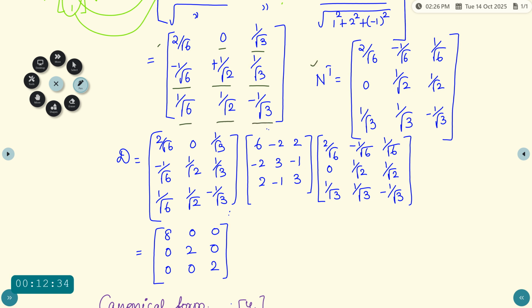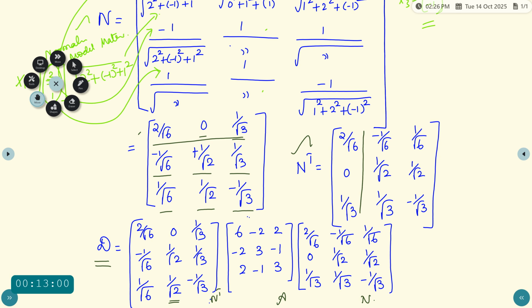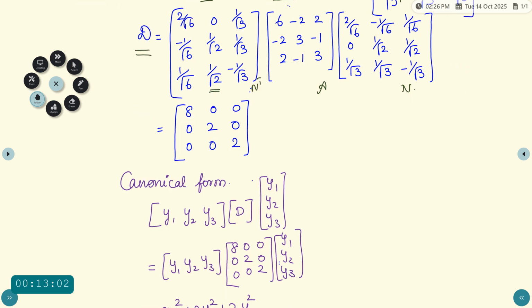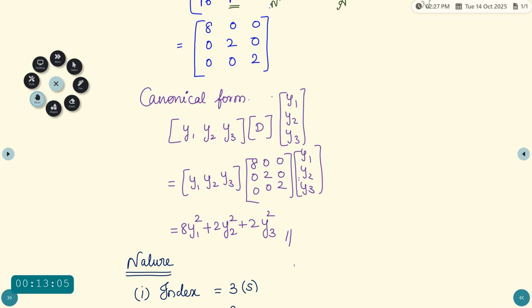Next I am going to find the N transpose, row into column. Next, we find the N transpose matrix and finally we are going to calculate the diagonalization D. D equal to N transpose, and this is A, the given matrix, and this is N. Finally, multiplying all these three matrices, you are getting the diagonal matrix having the eigenvalues in the diagonal elements: 8, 2, 2. This is the final answer for D.